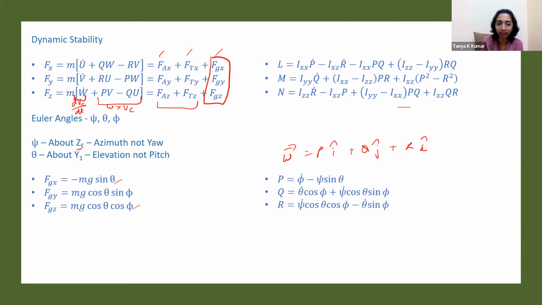Can someone just tell me why they don't feature in the aerodynamic and propulsive terms? I just said that theta, phi, xi do not feature in the forces. They only come in the gravitational component. Why don't they come in the aerodynamic, this is Fa and Ft terms? Can you think about it and tell me why they don't come?